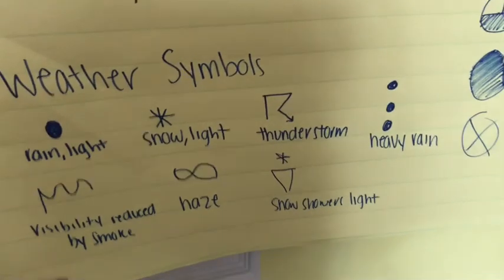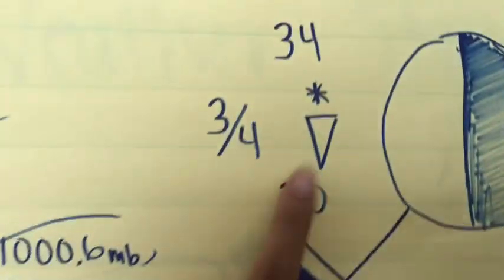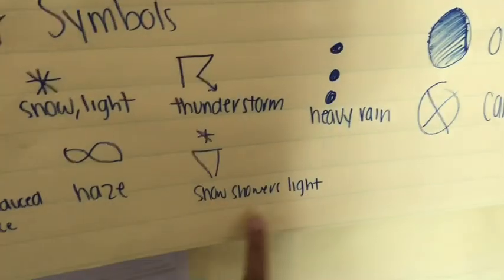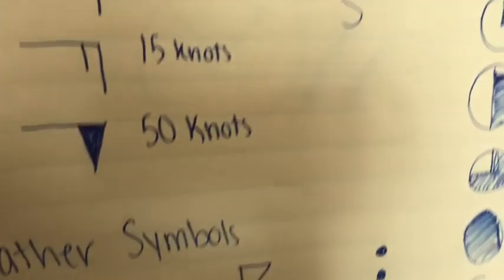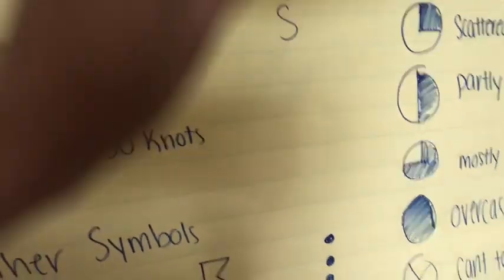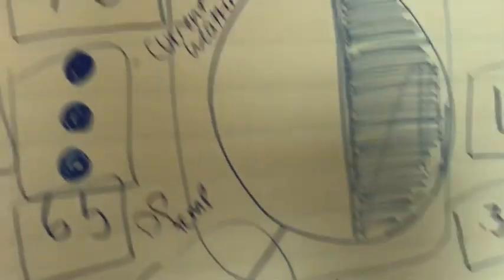In this case, I drew this, and if I come down here, it means light snow showers. If we look at our original one, I drew this, which meant heavy rain.